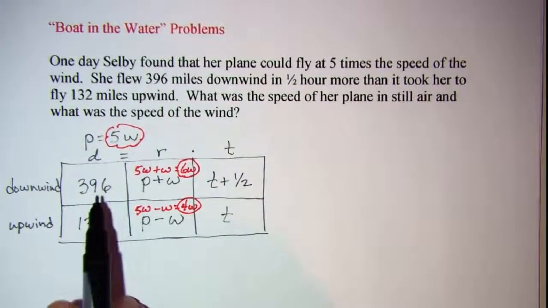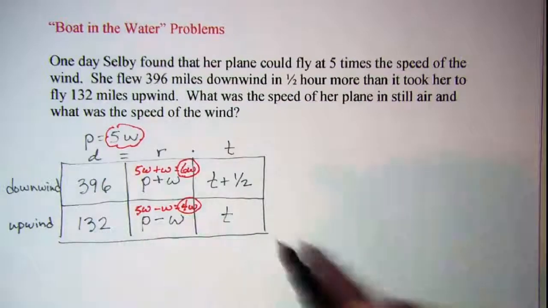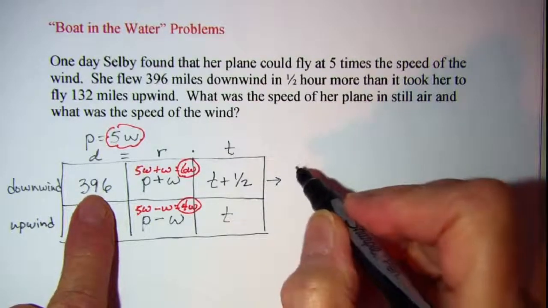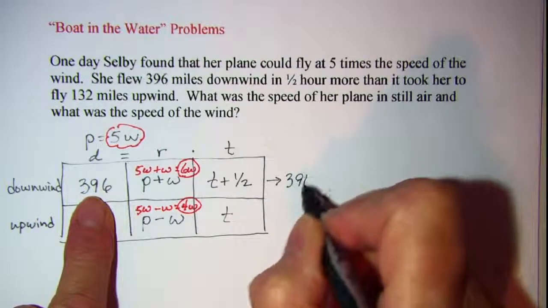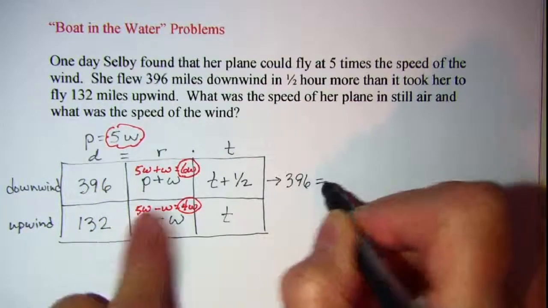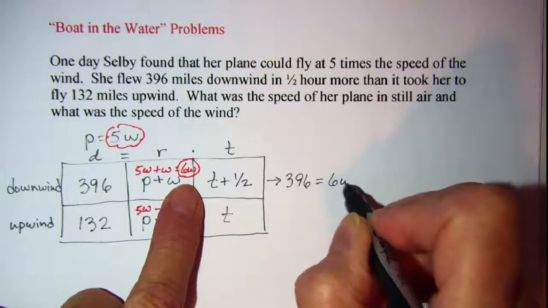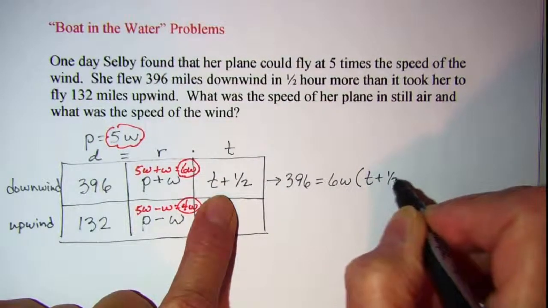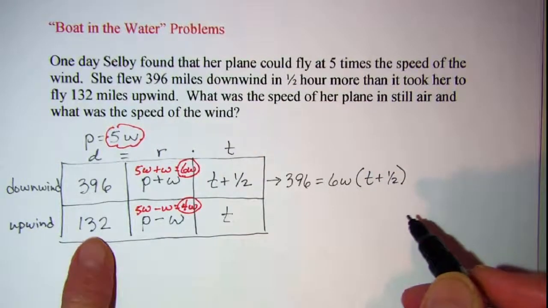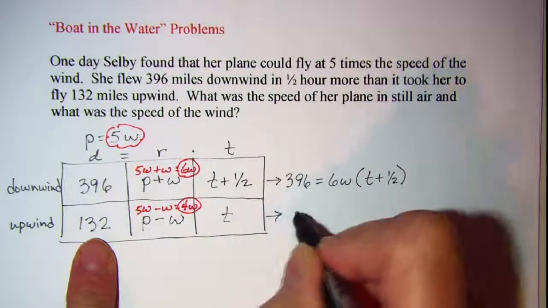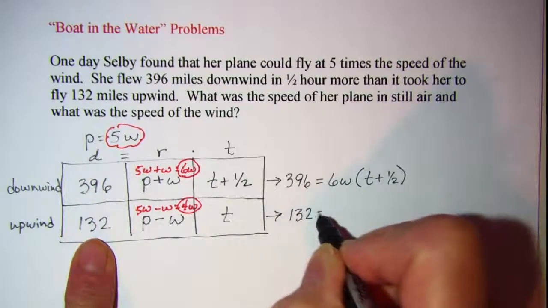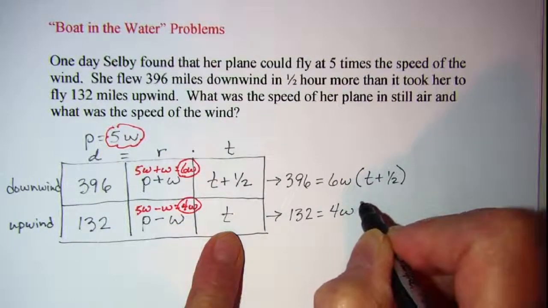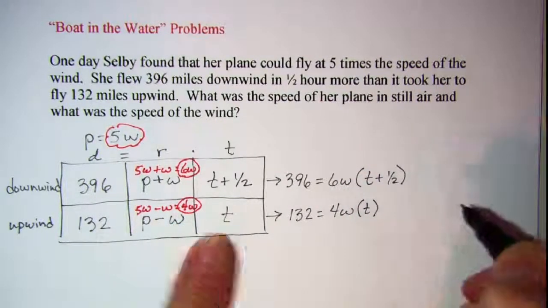Now, once all of the cells in the dirt box are filled in, then I can write my equations. We have distance, 396, is equal to the rate, which is 6w, times the time, which is t plus 1/2. In this equation, the distance, 132, is equal to the rate, which is 4w, times the time, which is t.